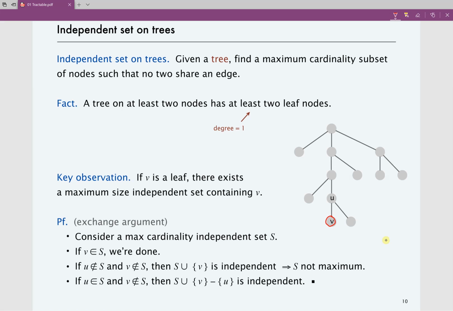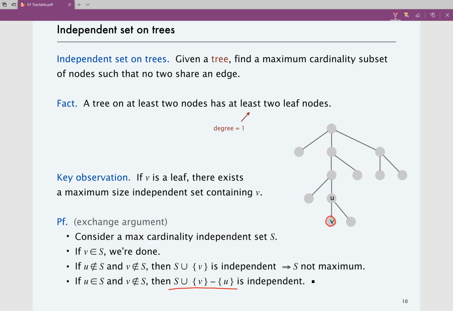And now this new set, S minus u plus v, has the same cardinality as the original set S, and it's also independent. So this shows that there's always going to be a maximum size independent set which includes this leaf node v, any leaf node v.